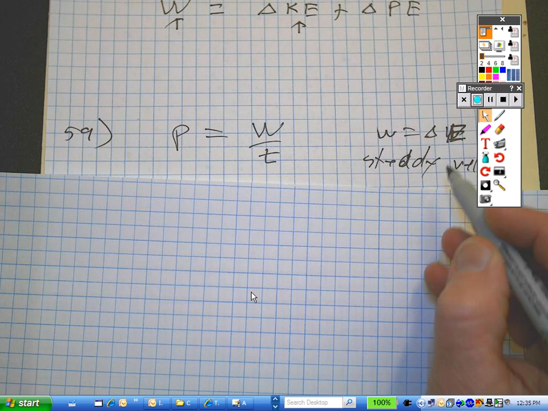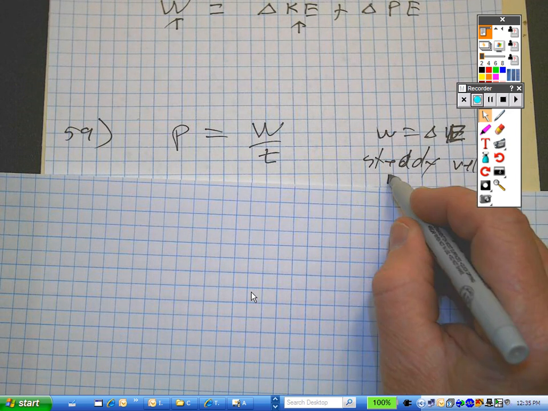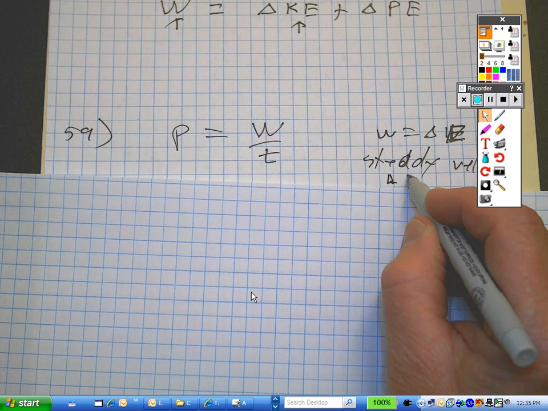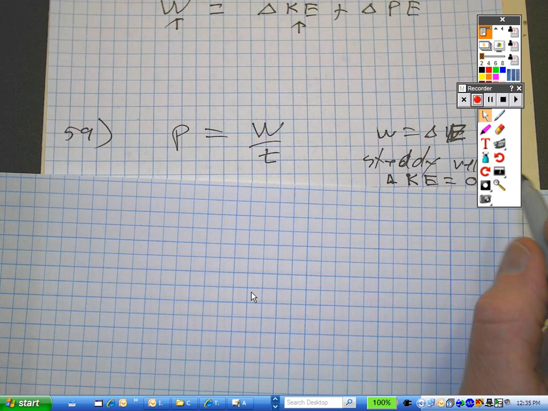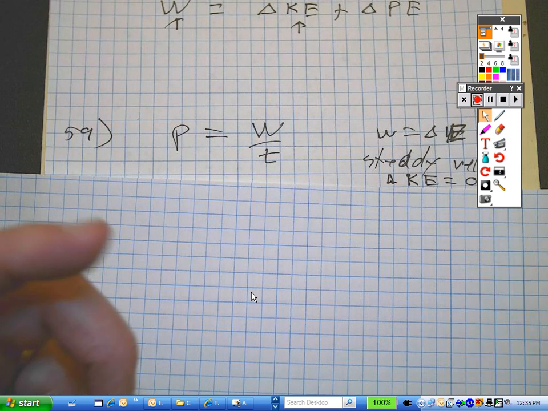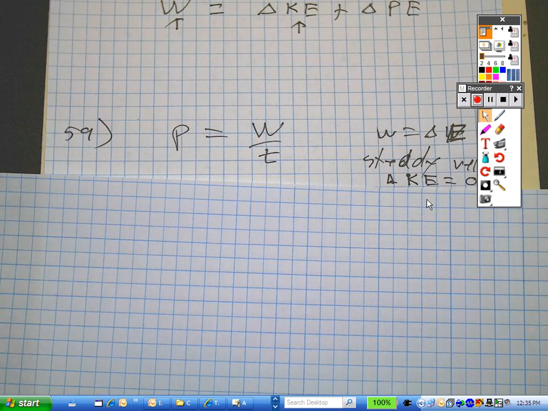That indicates that the change in the kinetic energy is zero. So that only leaves a change in potential energy, and I think you can handle that. The rest of it should go nicely.